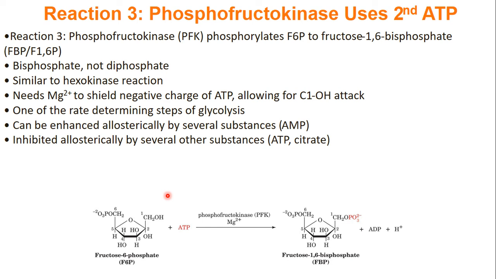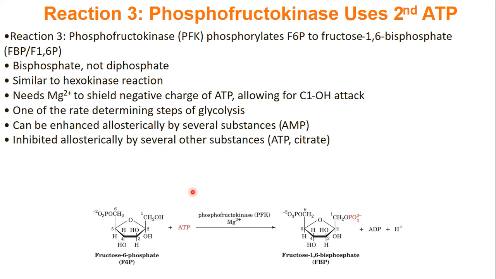And reaction 3 is one of the rate determining steps of glycolysis, which, if you remember back from our previous videos, means this is going to be one of our slowest steps. And so we can inhibit this step to either speed up the flow or slow down the flow of glycolysis.